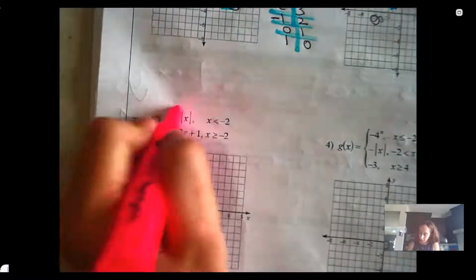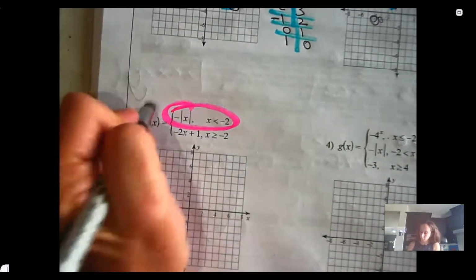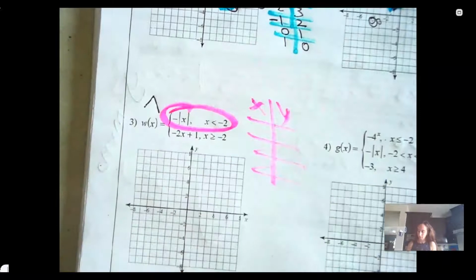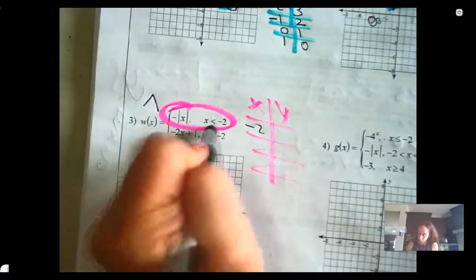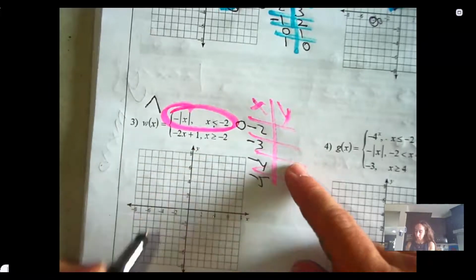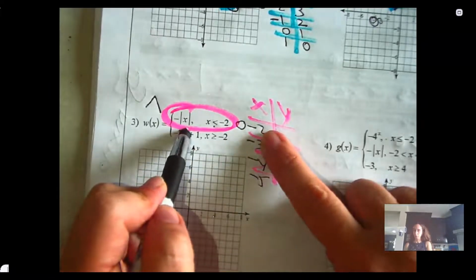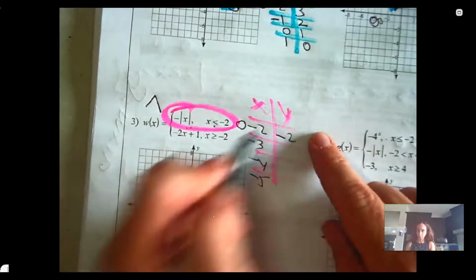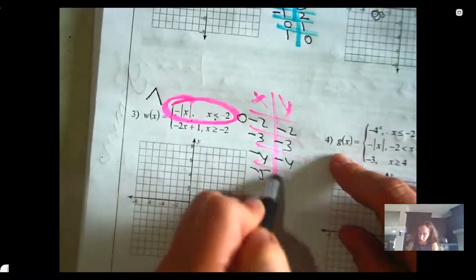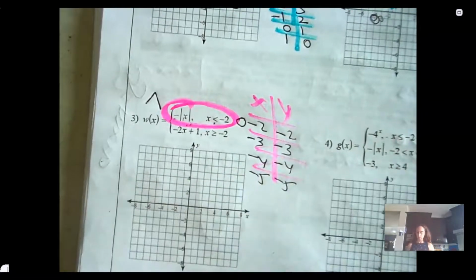All right, pink. I know it's an absolute value. Absolute value makes a V. It should be going down. I'll do my table. I start with negative 2, open circle. Numbers less than negative 2. Absolute value of negative 2 is 2, negative 2. Absolute value of negative 3 is 3, negative 4, negative 5. Okay, let's do my blue.